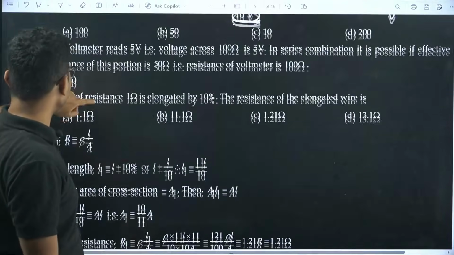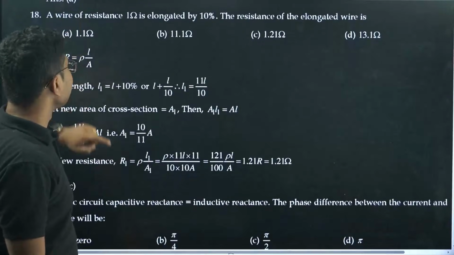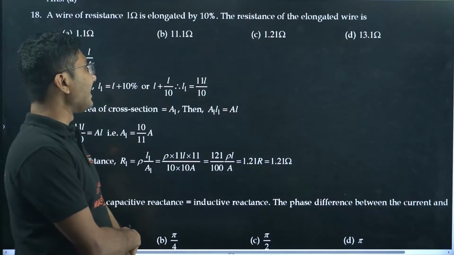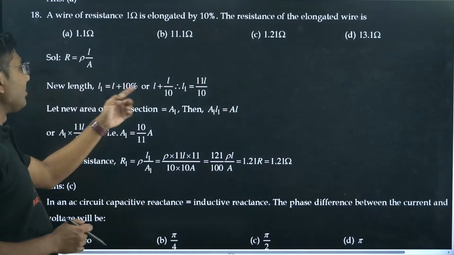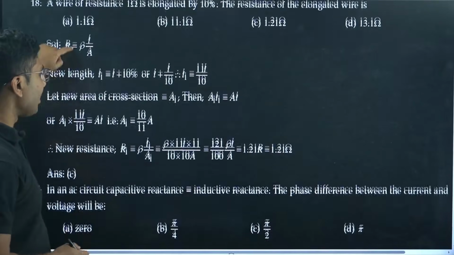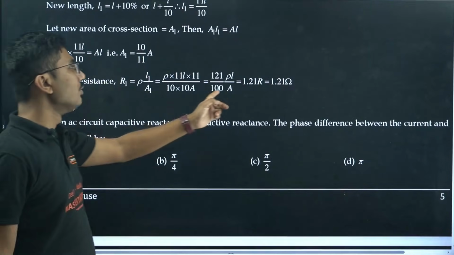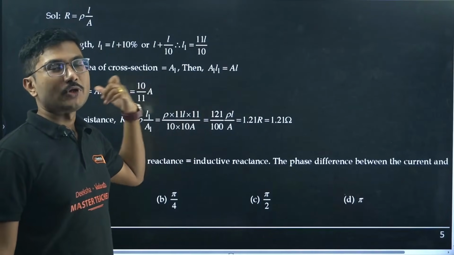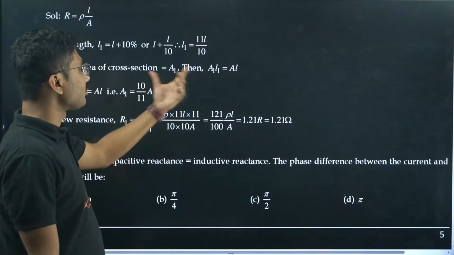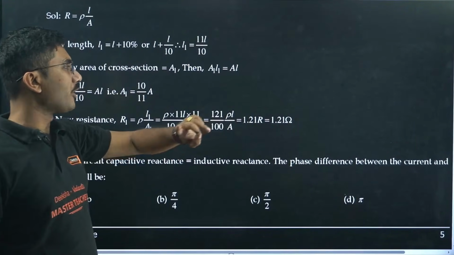Now let's move on to the next question. A wire of resistance 1 ohm is elongated by 10%. The resistance of the elongated wire is? So you calculate the new length, and from the formula you can calculate the new resistance. Now when you are elongating the length, obviously you are changing the area as well. Correspondingly you can calculate, it will be 1.21 ohm.